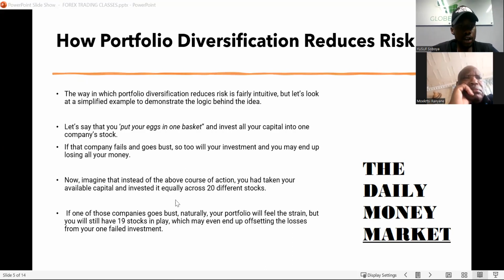So now, if one of those companies goes bust, naturally your portfolio will feel the strain, but you will also still have 19 stocks to play, which may even end up offsetting the losses from your one failed investment.